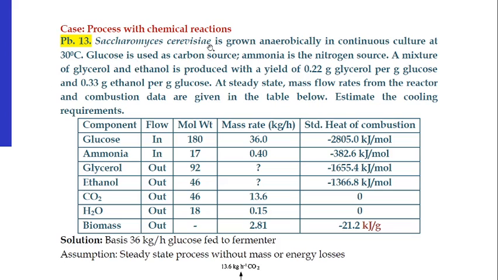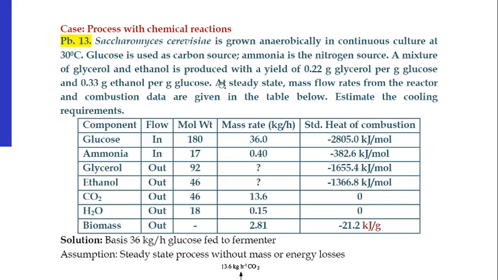We have Saccharomyces cerevisiae yeast. It's grown anaerobically in a continuous culture at 30 degrees Celsius. Glucose is used as the carbon source, ammonia is used as the nitrogen. A mixture of glycerol and ethanol is produced with a yield of 0.22 gram glycerol per gram glucose, 0.33 gram ethanol per gram glucose. So it means glucose and ammonia are the reactants, glycerol and ethanol are on the product side. The yield is given to us per gram glucose.